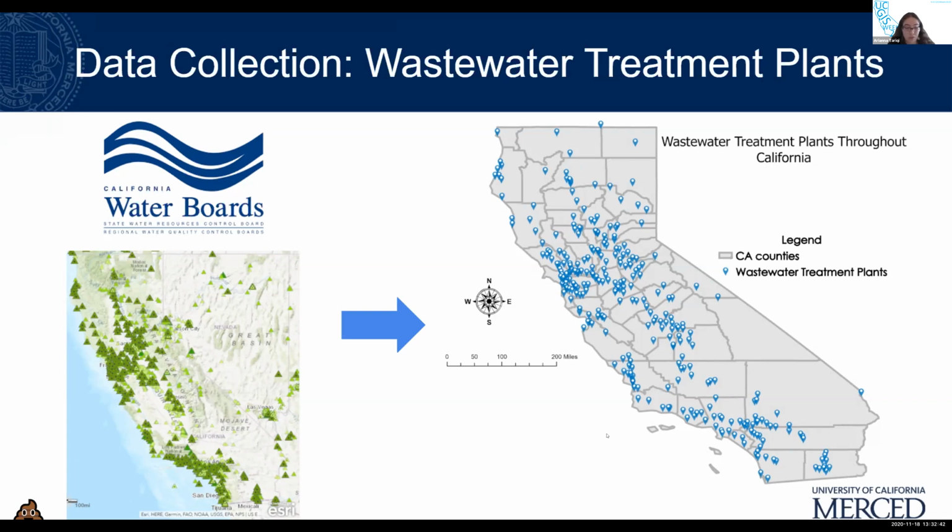So we uploaded our total Excel onto ArcGIS to get our visual map of wastewater treatment plants in California, which is what you see on the right of the screen. And we managed to find a total of 305 wastewater treatment plants.